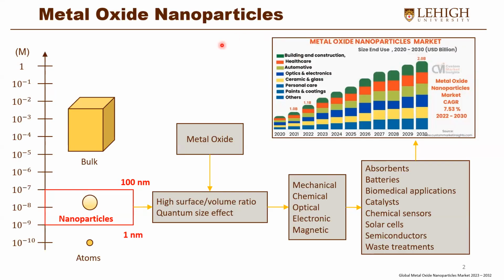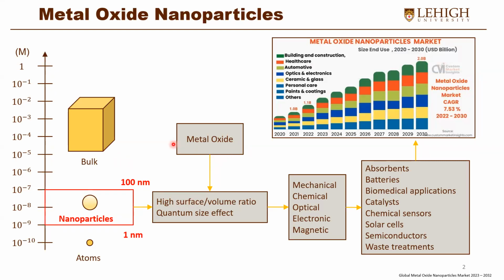First, I want to introduce what metal oxide nanoparticles are. The definition of nanoparticles is when at least one dimensional size is between 1 nanometer and 100 nanometers, the materials can be called nanoparticles. Because of the small size, the surface to volume ratio becomes very large, and the surface becomes more important than in a bulk material.